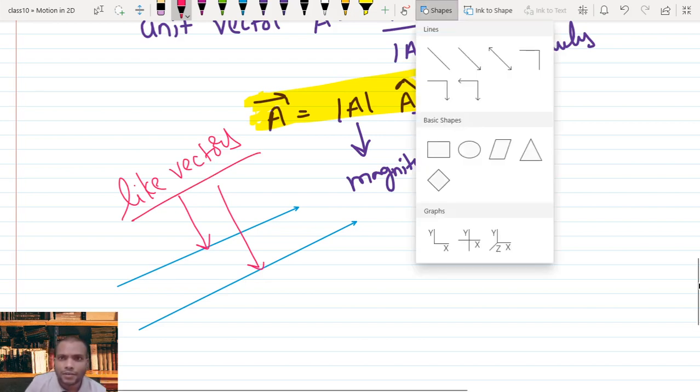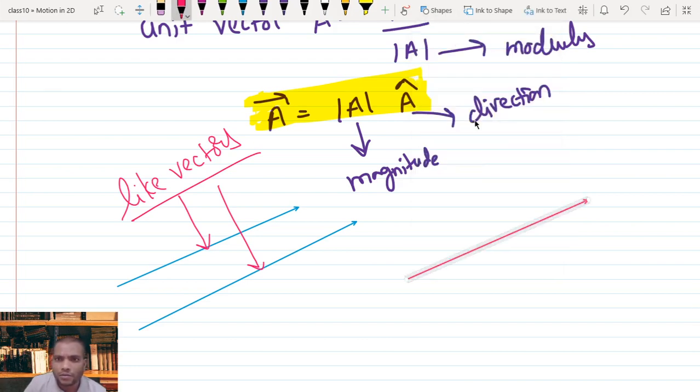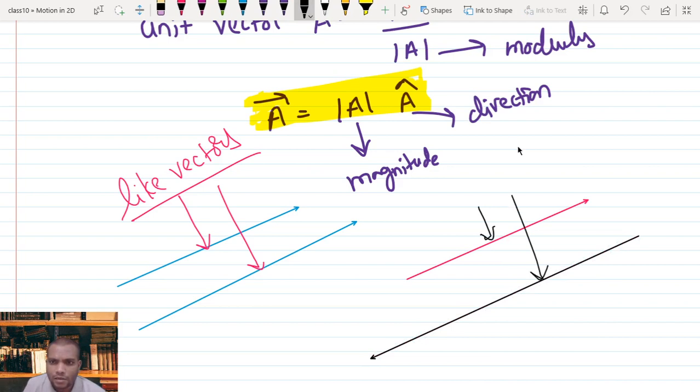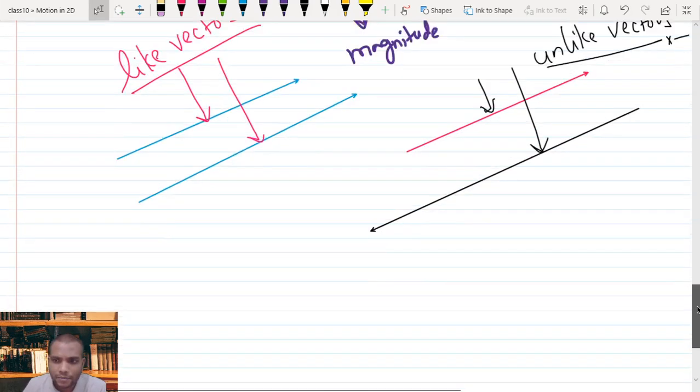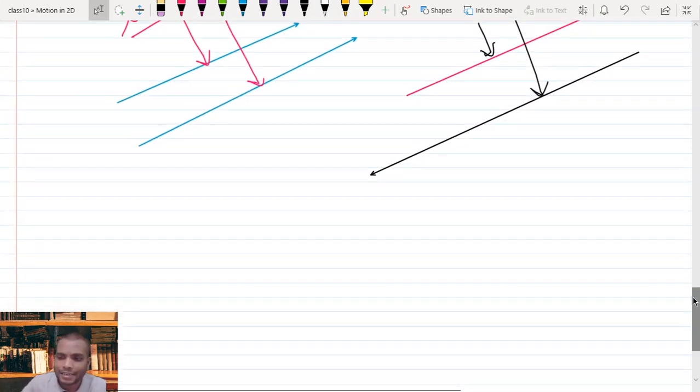Suppose we take vectors which are opposite. Suppose this is one of the vectors and this is another vector. Now they both are representing opposite directions, and then we can say these two vectors are known as unlike vectors. So these are the different varieties of vectors. We can discuss them when it comes to real situations, because if I explain all of a sudden, you will get irritated and lose interest.